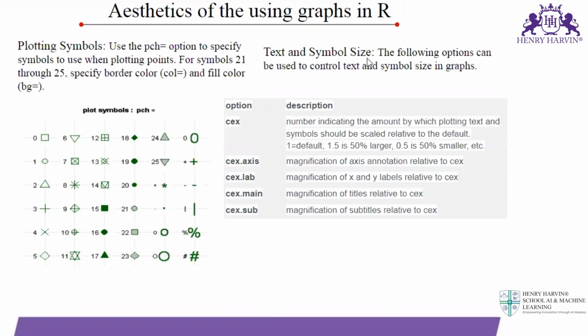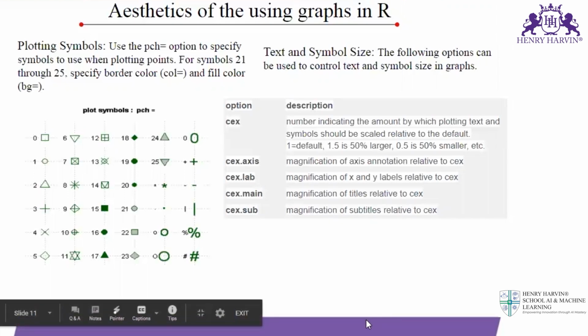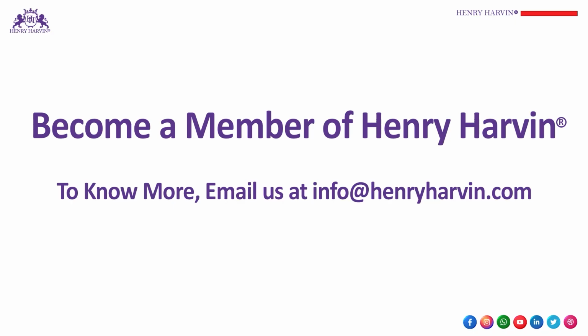Then there is text and symbol size. If you want to take a large size or a small size, the command is cex. You can always change the size of the plotting point, the axis point, the label size and the title size. You can always change their size with the command cex. For that, you can take 1 as the default. 1.5 will make the size 50% larger, and 0.5 will make it 50% smaller. Now let's go to R and create code for the scatterplot first.